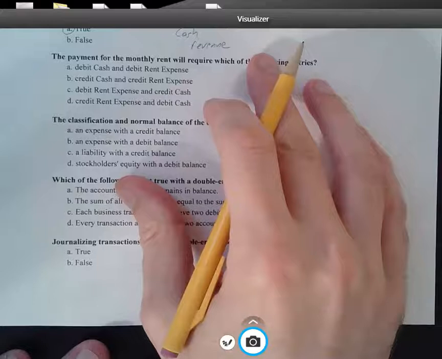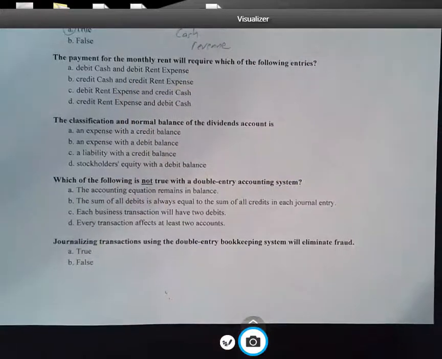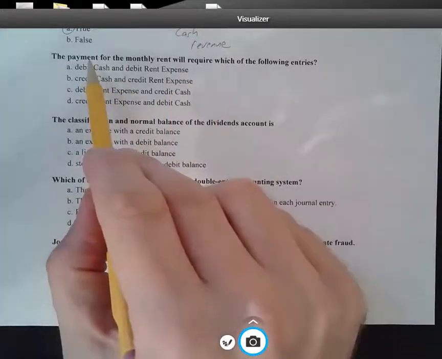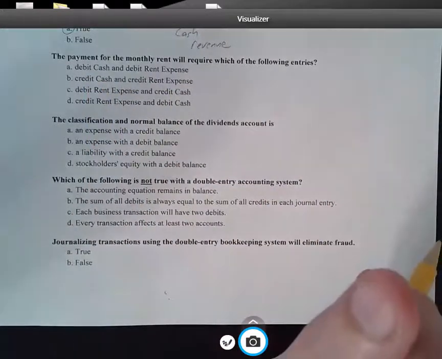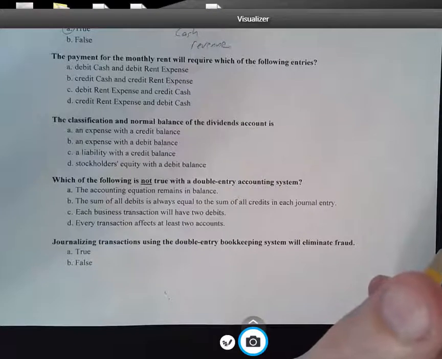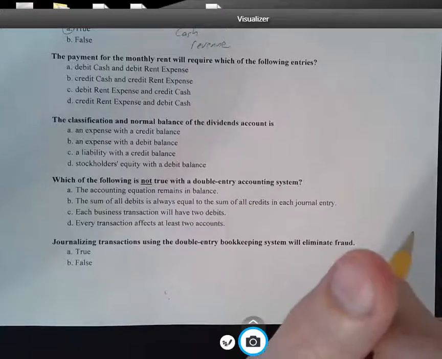If I can get this straight here. All right, right here it says the payment for the monthly rent will require which of the following entries? So now they actually want us to get into some entries. It says the payment. What do we use to pay stuff usually? Cash. Cash is an asset. Is cash going up or down? Well, we're not receiving it, we're paying it. So we need to find something where we have a credit to cash.